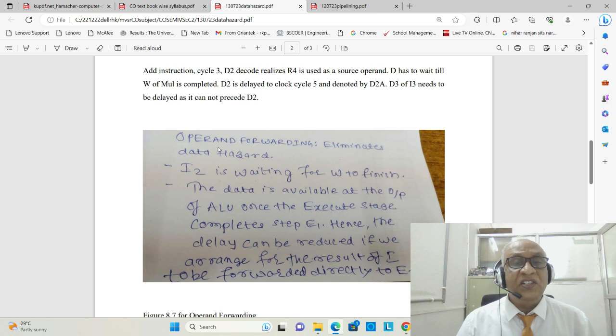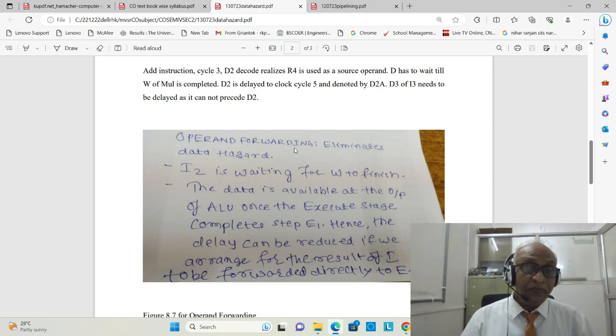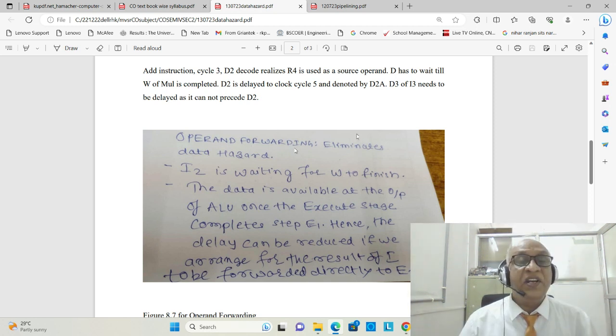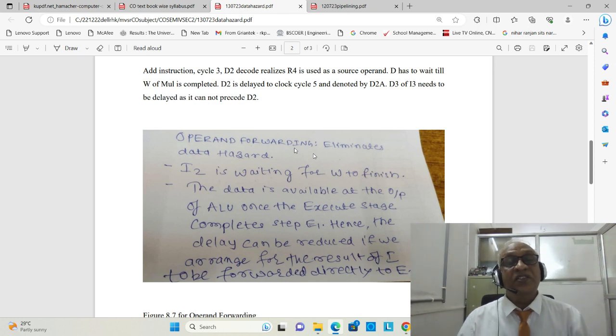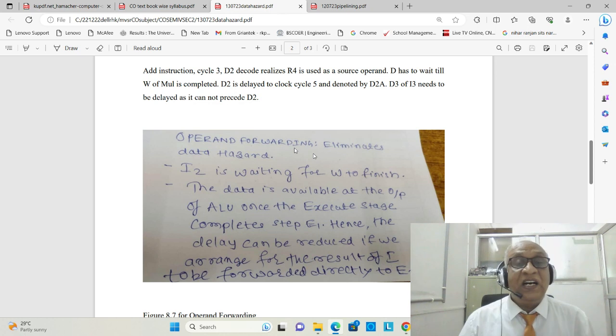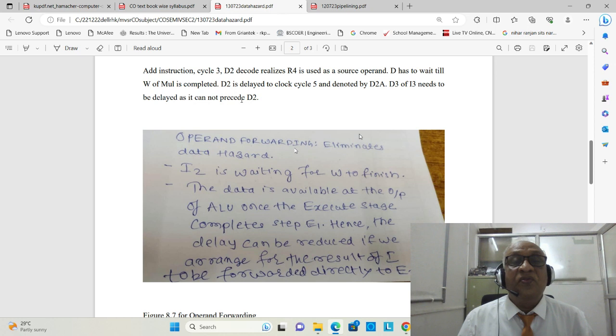Now let us look at the next keyword. The next keyword is operand forwarding. What was the previous keyword which we have mentioned? The previous keyword was data hazard. Data hazard is pipeline stalling, delays. So there is a delay, there is a stalling, there is a halt in the pipelining process. This delay, this halt, can be overcome. The data hazard can be overcome with the help of a mechanism called operand forwarding.